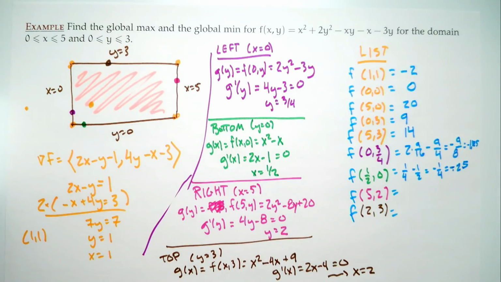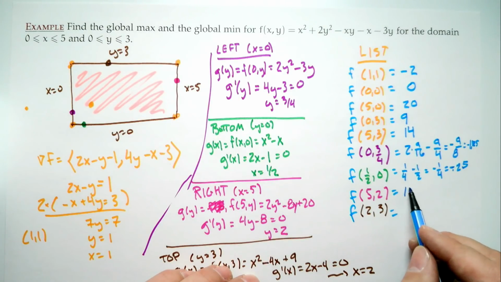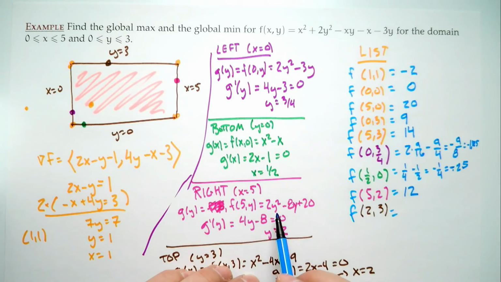5, 2. Well, we can plug 2 into this expression, 2y squared minus 8y plus 20. That would give us 8 minus 16 plus 20, which would give us 12. So 8 minus 16 is negative 8, plus 20 is 12. And rounding the corner, we're almost there.